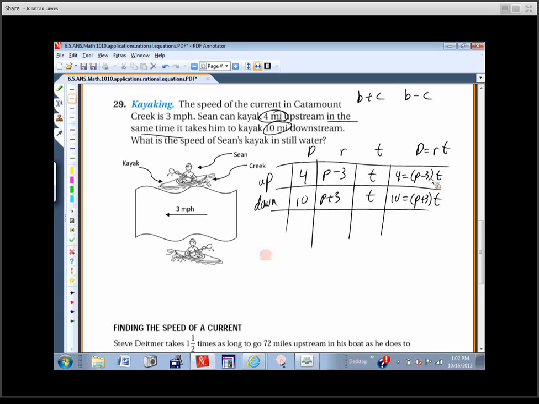Now in both of these equations, what's easy to solve for? T. So if I take this one, 4 equals P minus 3 times T, and I solve for T, I get T equals 4 over P minus 3. If I take the other one and I solve that for T, I end up with 10 over P plus 3 equals T. Now, if we take advantage of the fact that they said the time going upstream was equal to the time going downstream, or if I just flat think, my gosh, this is a system of equations and I need to solve it, what is this set up for?